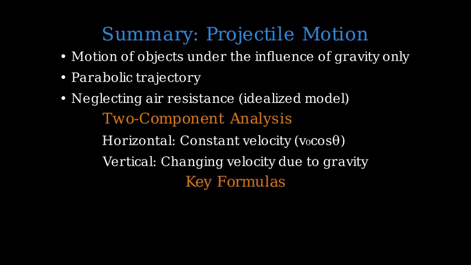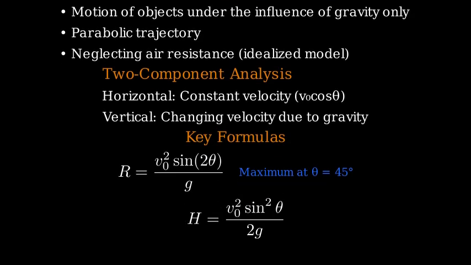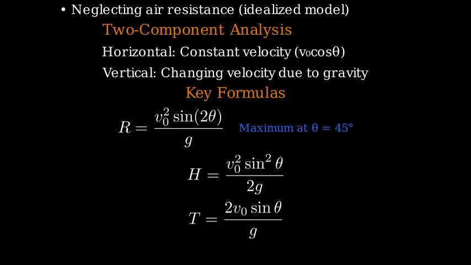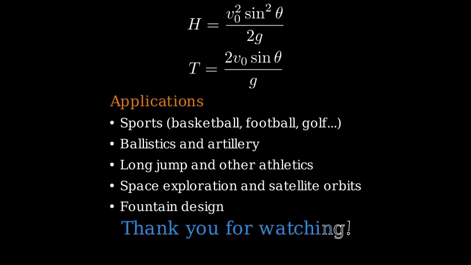We've derived formulas for important parameters. Range, R equals v0 squared times sine of 2 theta divided by g, with maximum range occurring at a launch angle of 45 degrees. Maximum height, H equals v0 squared times sine squared theta divided by 2g. Time of flight, T equals 2 times v0 times sine theta divided by g. These principles have numerous real-world applications from sports to ballistics, and understanding them is fundamental to physics and engineering. Thank you for watching this comprehensive guide to projectile motion.